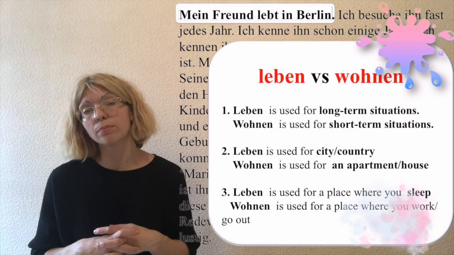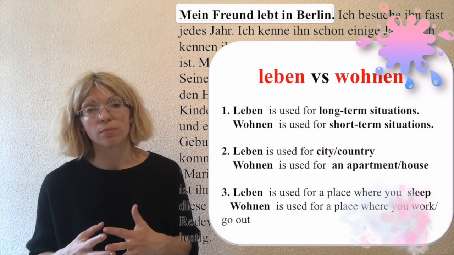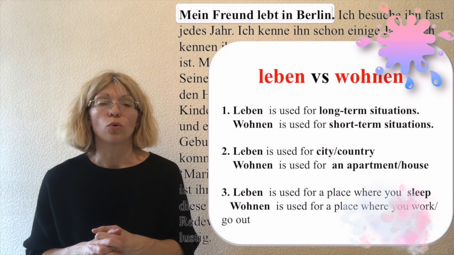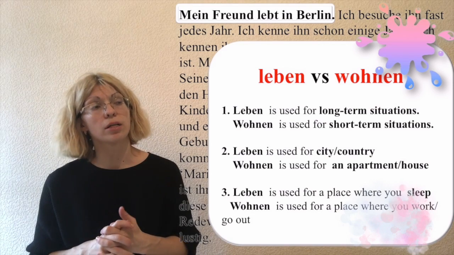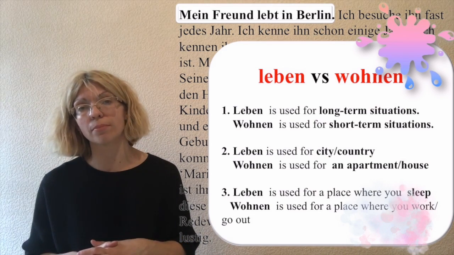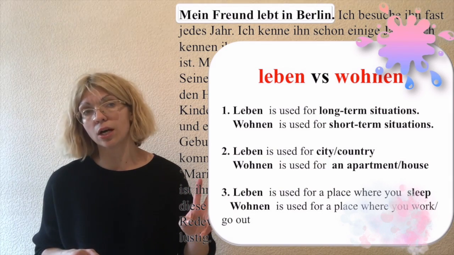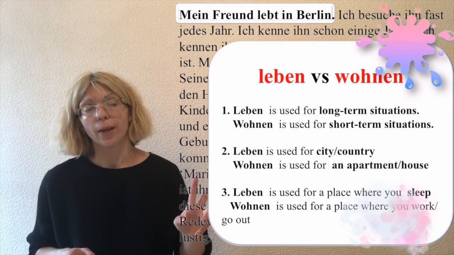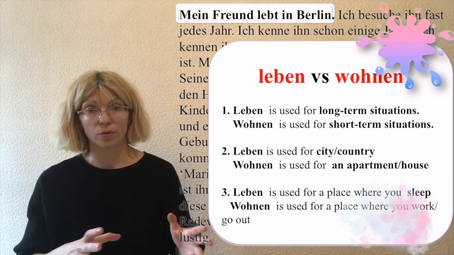Okay, and the third idea that I liked as well is that you can use wohnen if you talk about the place where you sleep. And you can use leben for the places where you work or probably go out or probably take part in life, for example. Well, three ideas that I like very much, and I think for the first time it's really easy to understand and to feel the difference between those verbs.